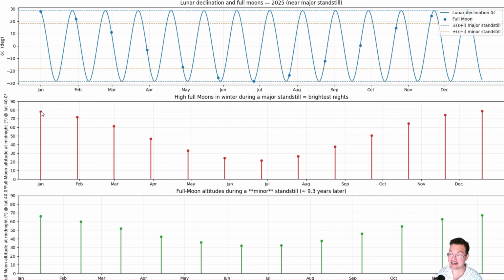But you could look forward to 9 years in the future where we're at a minor standstill, where the full moon's not even going to get to 70 degrees overhead. It's going to be like 65 degrees. And it's going to be lower in the sky, not nearly as bright during the minor standstill for the northern hemisphere. But 2025, unfortunately, is a major standstill year for the nodal cycle. So the January full moon is going to be absolutely the worst to try to get any astrophotography done.